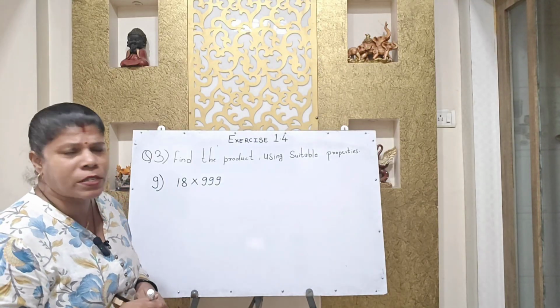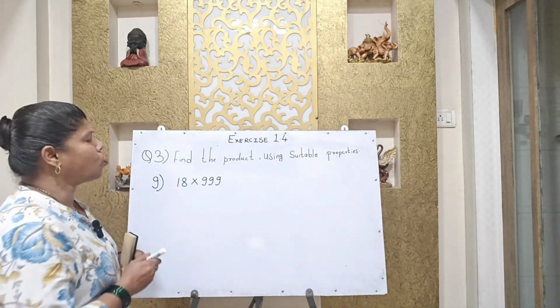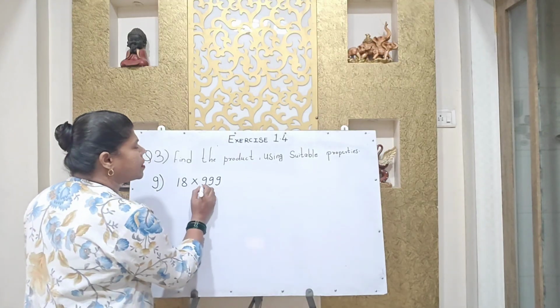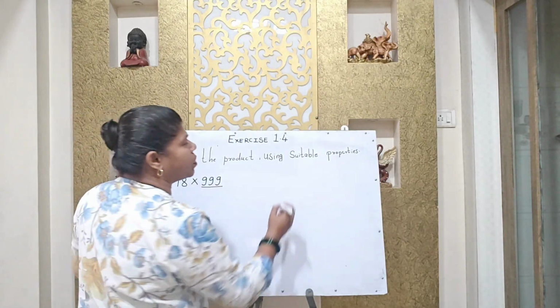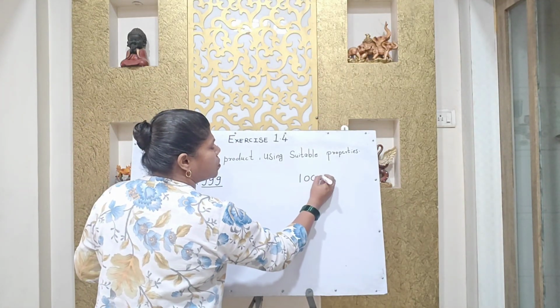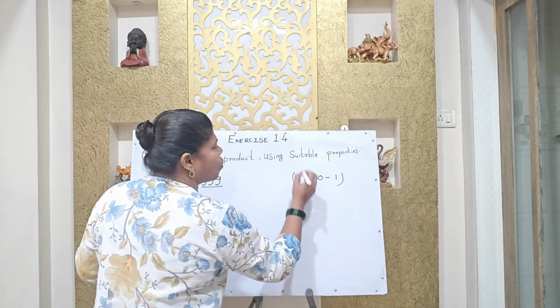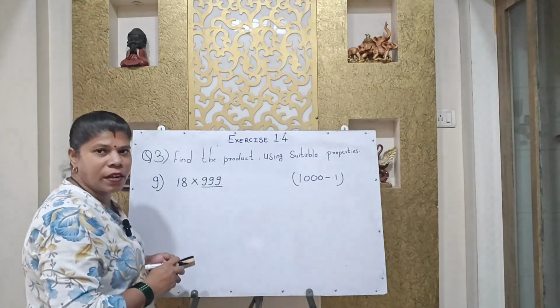How can we use the property with these two numbers? So you know one thing. This 999 can be written as 1000 minus 1 instead of writing 999 directly.